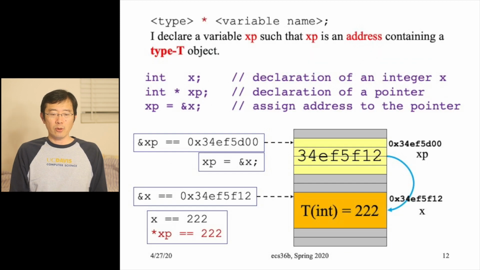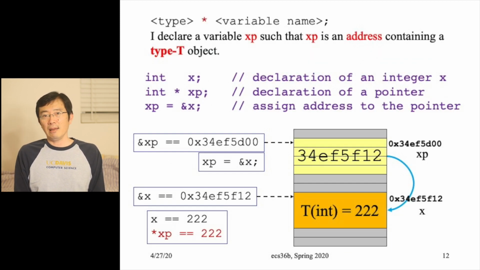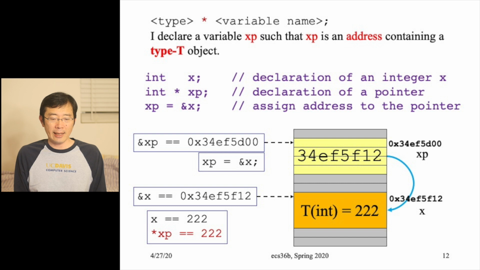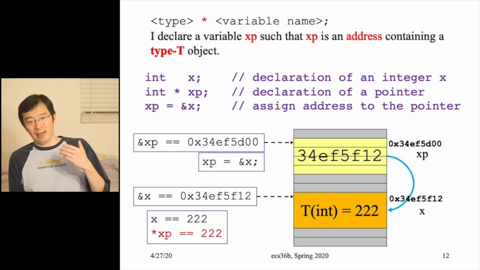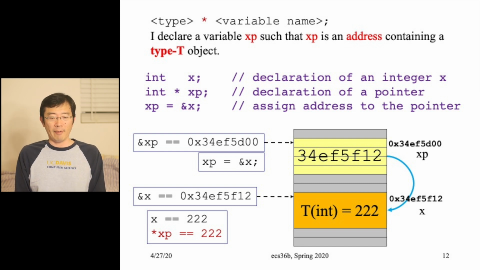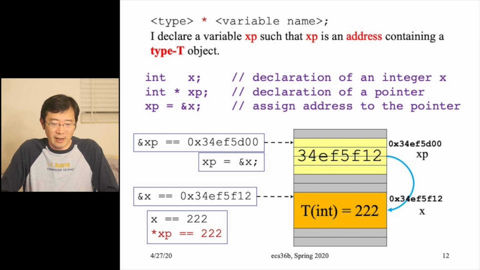Okay, so now I'm going to take the idea about the ampersand and extend it a little bit to look at the representation. How do you go from the address to a pointer and to a bunch of other language constructs? This might be just a review for you. You probably saw this already in ECF 36A.